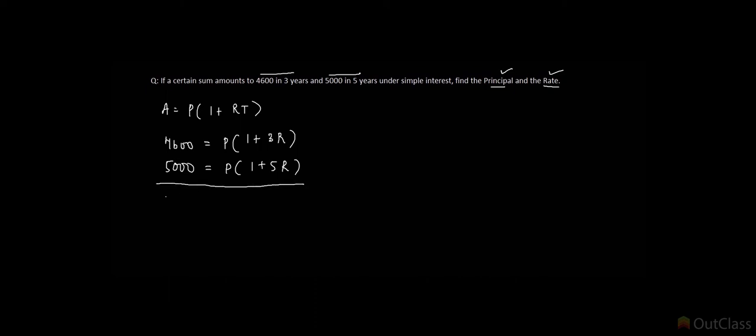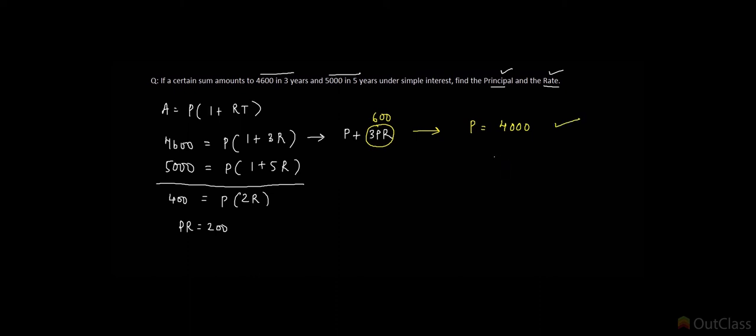If you subtract these two equations, you'll get 400 is P into 2R. Now 2PR is 400, so that means PR is 200. This thing right here is P plus 3PR, and we just found out that PR is 200, so this thing is 600, from which you can say that P is 4,600 minus 600, which is 4,000. That's one of the two things that they're asking for.